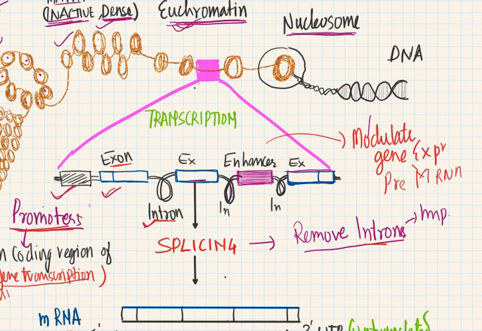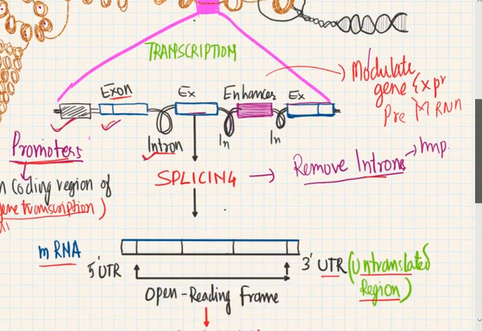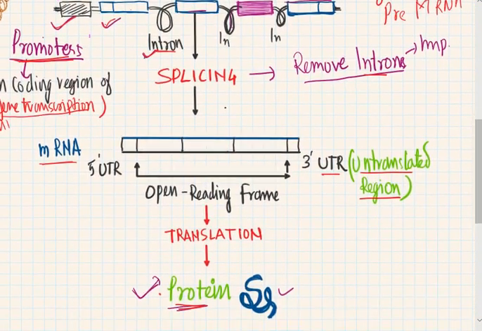Okay guys, exons are coding, introns are non-coding, and promoters and enhancers are also non-coding. After splicing, the exons get transferred into mRNA, and introns will stay there only. Splicing is nothing but removal of introns. After mRNA formation, translation occurs and it forms the protein. This is nothing but protein synthesis at a deep level.